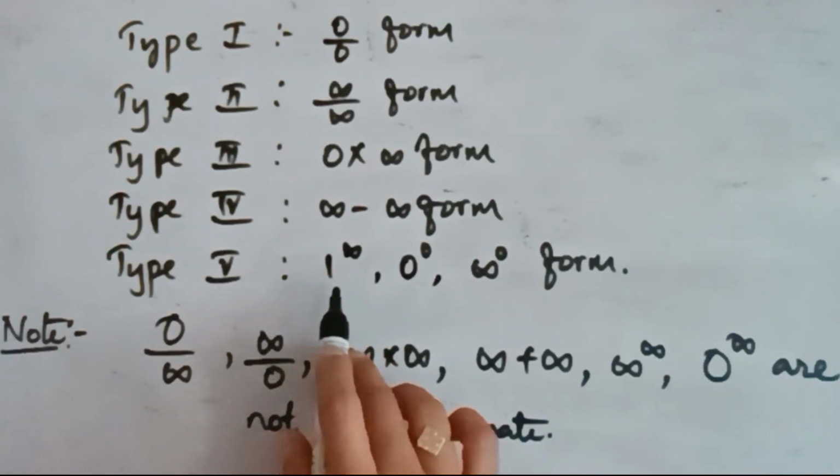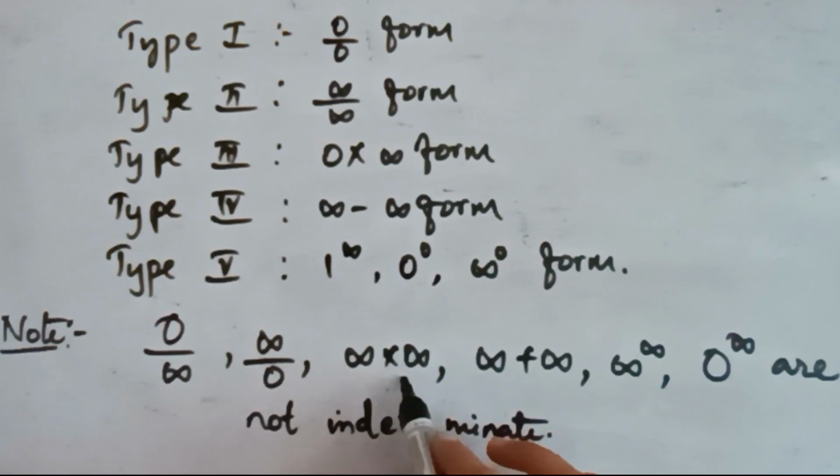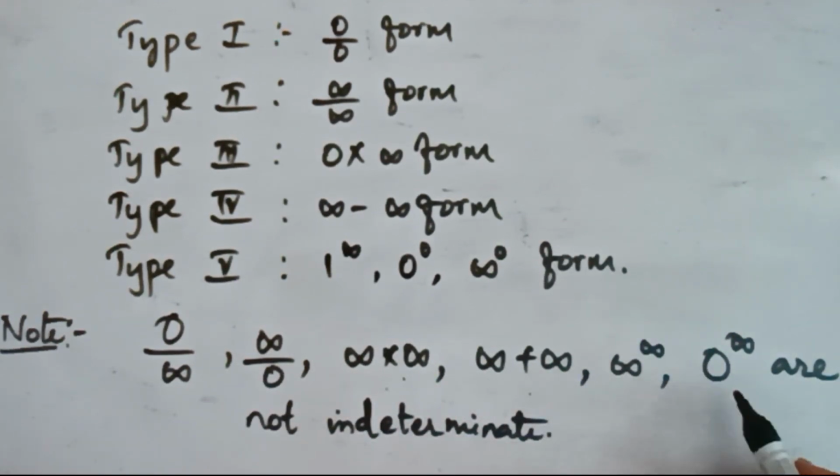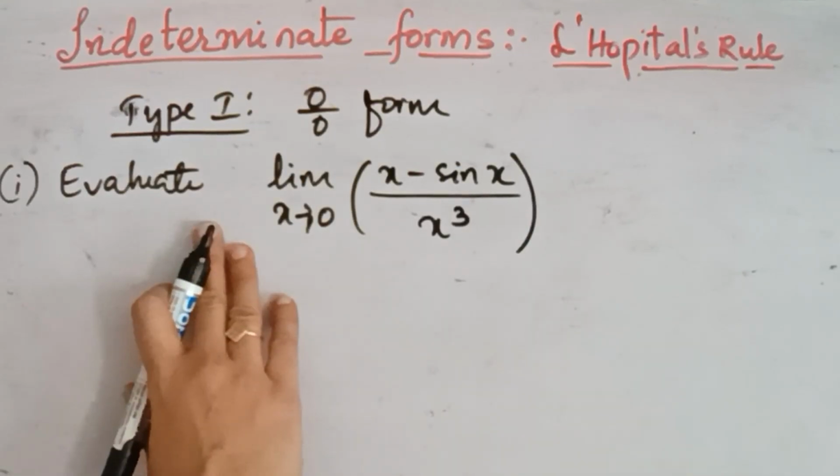So let us see how to evaluate these kinds of indeterminate forms using L'Hopital's rule. And one more thing to notice is that 0 by infinity, infinity by 0, infinity into infinity, infinity plus infinity, infinity power infinity, 0 power infinity, these are not indeterminate.